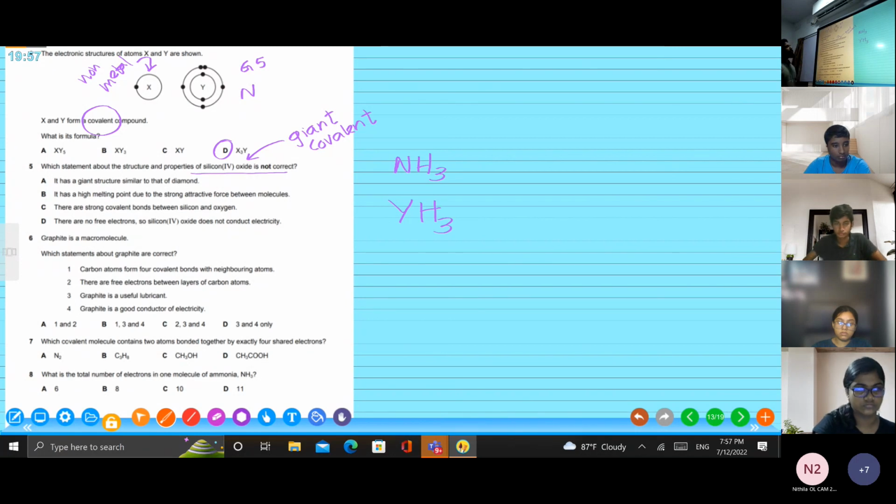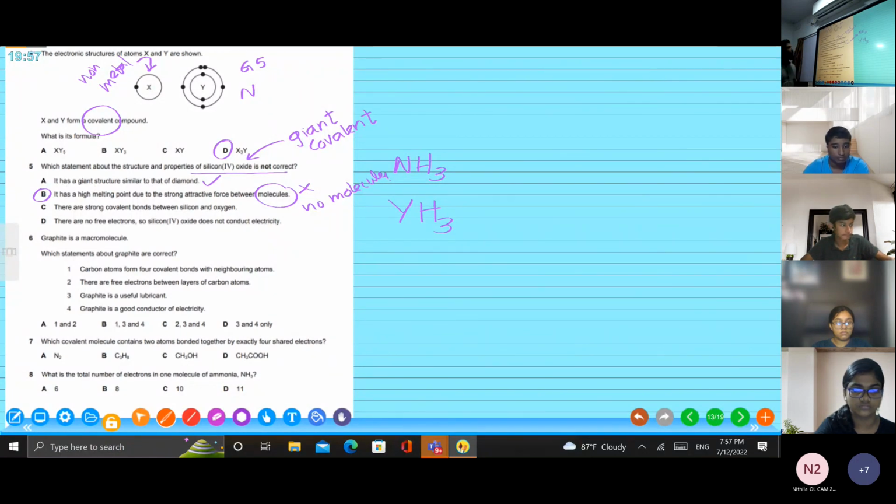It has a giant structure similar to diamond, correct. It has a high melting point due to strong attractive forces between the molecules, wrong. Why? There are no molecules, it's a giant covalent structure. There are strong covalent bonds between silicon and oxygen, correct. There are no free electrons, fine, that's not a problem, and therefore it doesn't conduct electricity, so that's all right.